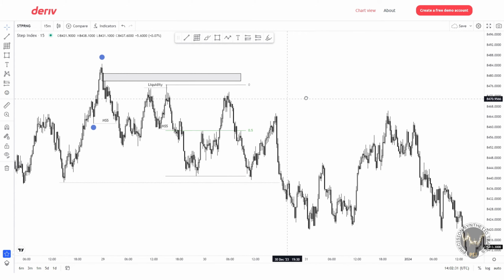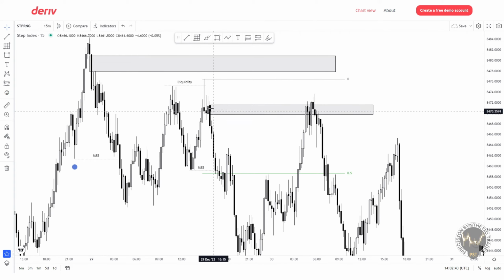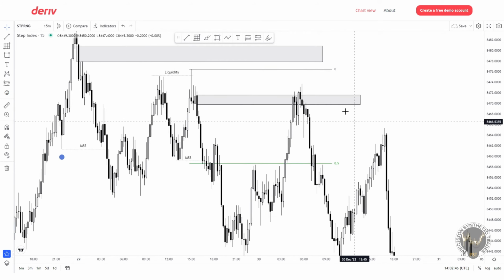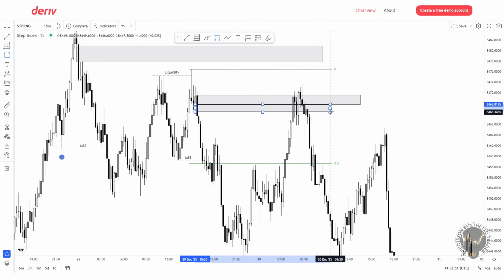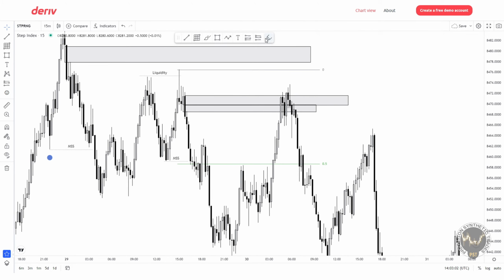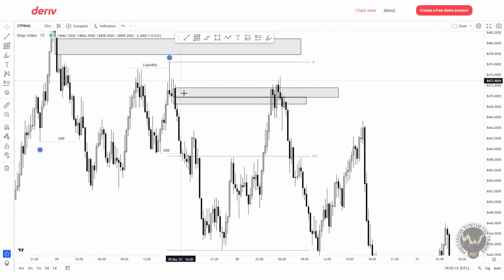Let's just zoom in a little bit. As you can see, we have an order block there. We even have a fair value gap right there. So always go for the most extreme order blocks and fair value gaps. Now, where would our stop be? On the recent swing high. That's where I would put my stop to be safe, because we took liquidity and had a market structure shift.